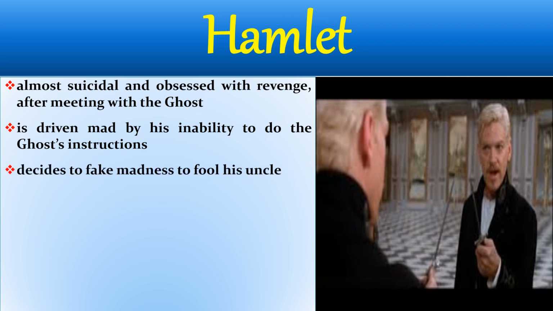Hamlet decides to fake madness to fool his uncle. One of Hamlet's plans is to pretend to be mad in order to fool his own uncle, in order not to be discovered. Hamlet is responsible for numerous deaths. Throughout the play, many characters were killed because of Hamlet: Polonius, Claudius, Ophelia, and even Gertrude, directly and indirectly.